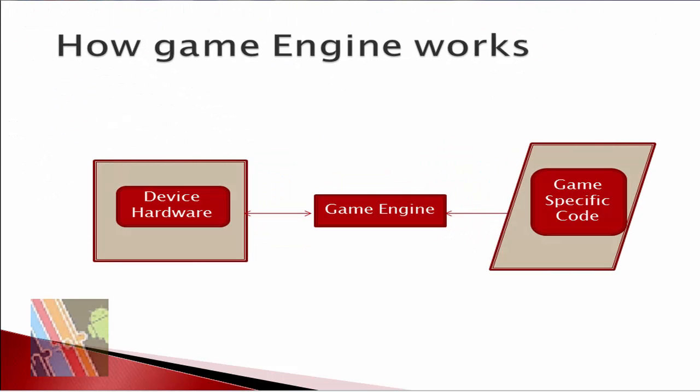Now, how does a game engine work? A game engine needs to be able to take commands from the game-specific code and pass them directly to the hardware. This allows the games to run quickly and with all of the control that is needed to be able to provide a rewarding experience. Why the AndEngine library?